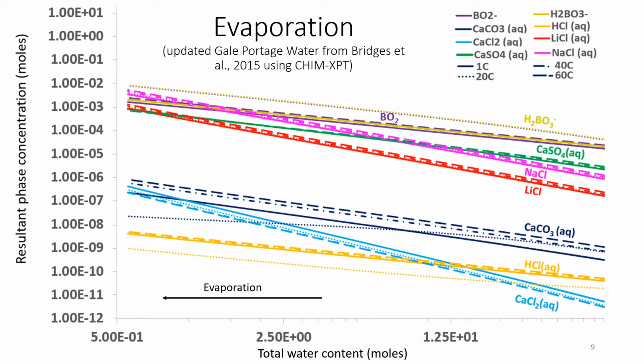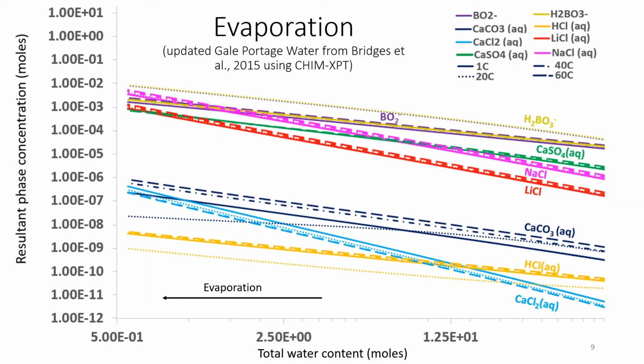So this is a log-log plot, and it shows total water content on the x-axis and the resultant phase concentrations on the y-axis. As we go from right to left, water is exiting the system, and we can see the resultant phase increasing in concentration. In this run, we got aqueous CaSO4, HCl, CaCl2, NaCl, and LiCl. We also see anions H2BO3 and BO2. These are borate ions, but we still don't see any boron-rich precipitates forming.